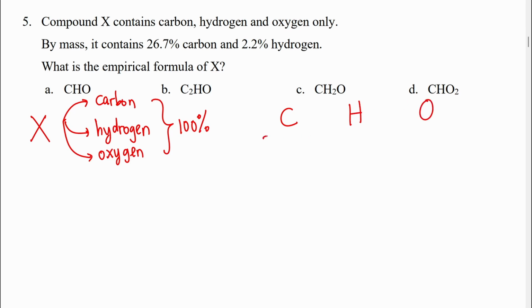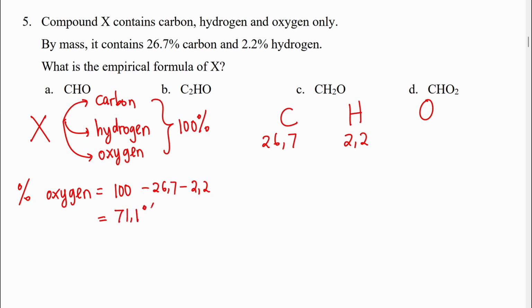Carbon is 26.7%, hydrogen is 2.2, while oxygen, we have to find the percentage of oxygen first. So how many percent of oxygen? So 100% minus 26.7 and minus 2.2, right? So this is the rest, which is oxygen. So we got 71.1%.